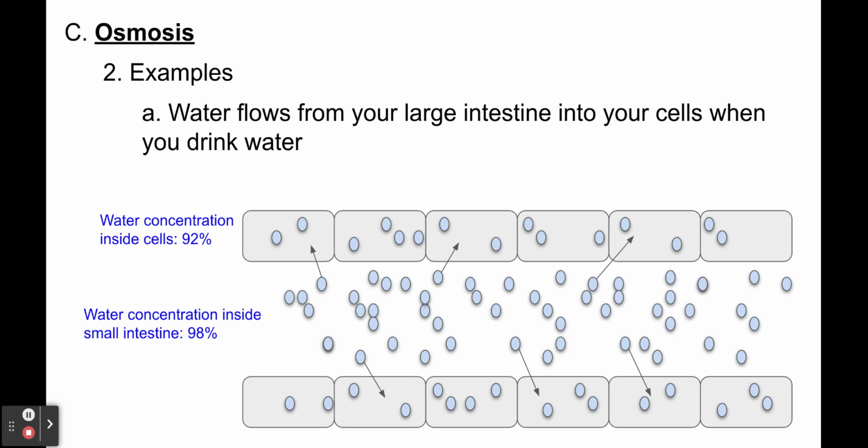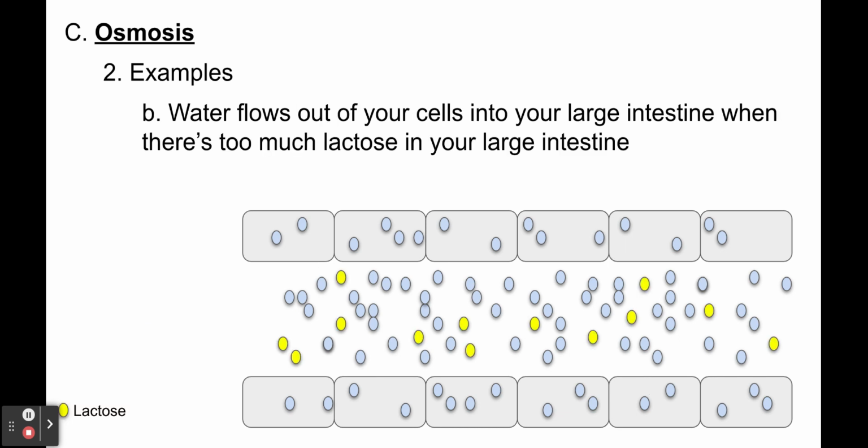But the reverse can also happen. Example B, water flows out of your cells into your large intestine when there's too much lactose in your large intestine. Okay, so lactose is in things like milk and cheese and dairy products. And if you're lactose intolerant, you can't break it down.